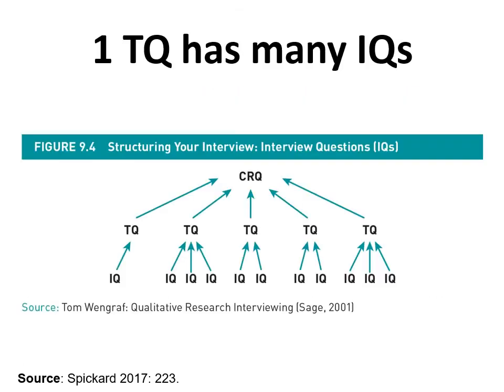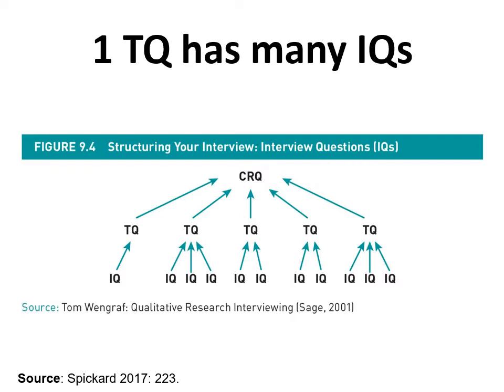So that illustrates the point that one theoretical question will have many interview questions. And in Spickard's book, in figure 9.4, he has this diagram. So remember, you've got your central research question. That's the research question in your proposal. You've got these theoretical research questions that may or may not end up in your proposal. In a longer one, they should be there, but in yours, that's not necessarily the case.